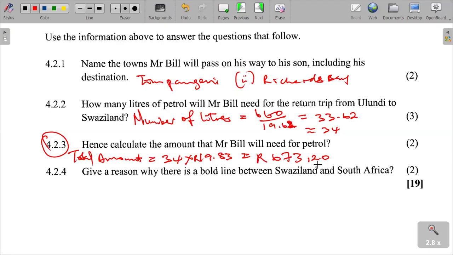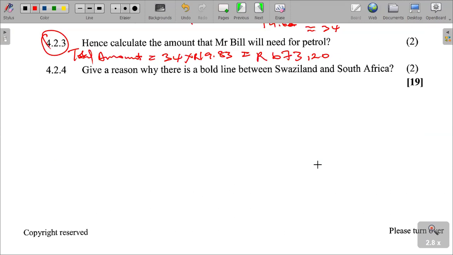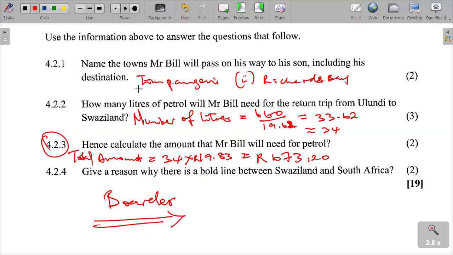Give a reason why there is a borderline between Swaziland and South Africa. It is just a borderline. It is just to say it's a border. This is actually to show that it's a border. That's the reason why there is a borderline. It's the boundary between South Africa and Swaziland. That is the border between the two countries.